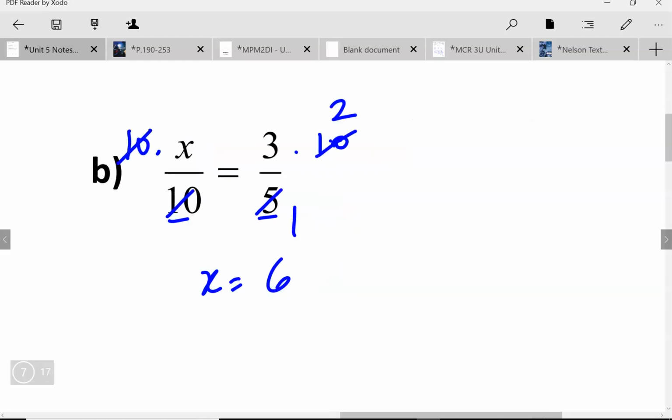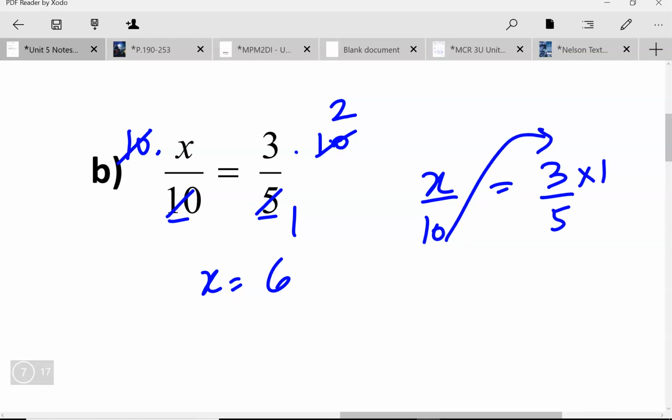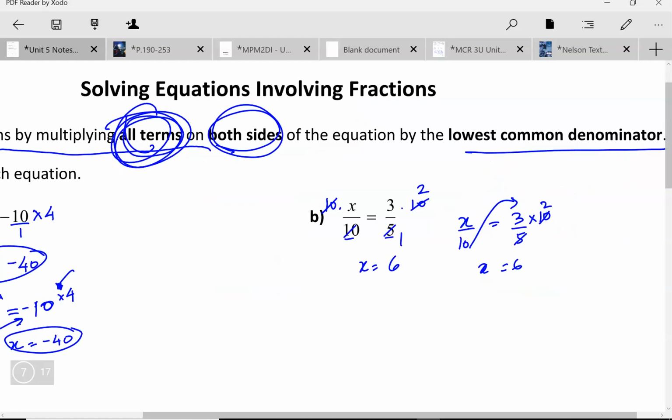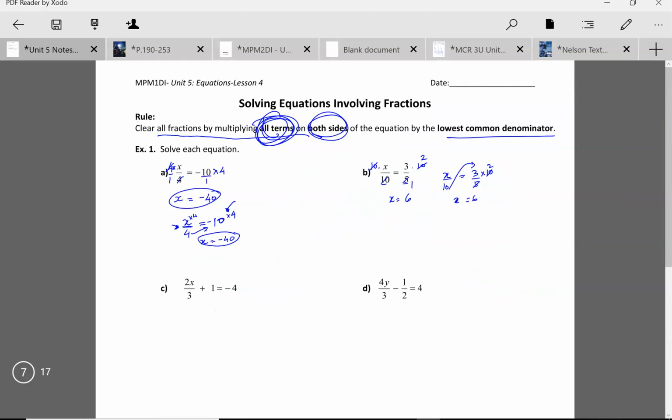Let's try it some other ways. x divided by 10 equals 3 divided by 5. Again, I'm isolating x. I want to move the 10 over to this side, and I'm going to move it by making it a multiplication. Same answer, right? Multiply both sides by 10. Same answer.